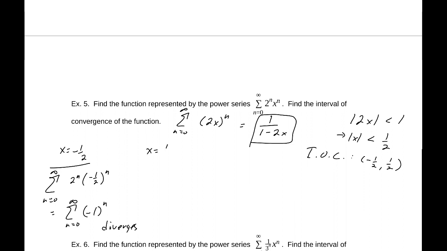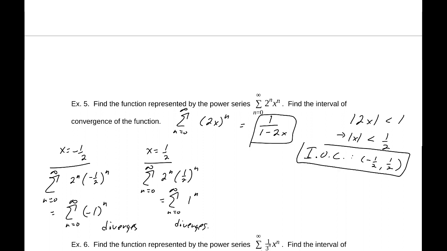And if I evaluate this at positive 1/2, that is 2 to the n times 1/2 to the n, which is equivalent to the sum of 1. It's 1 to the n, that also diverges. So this interval of convergence is as good as it gets.